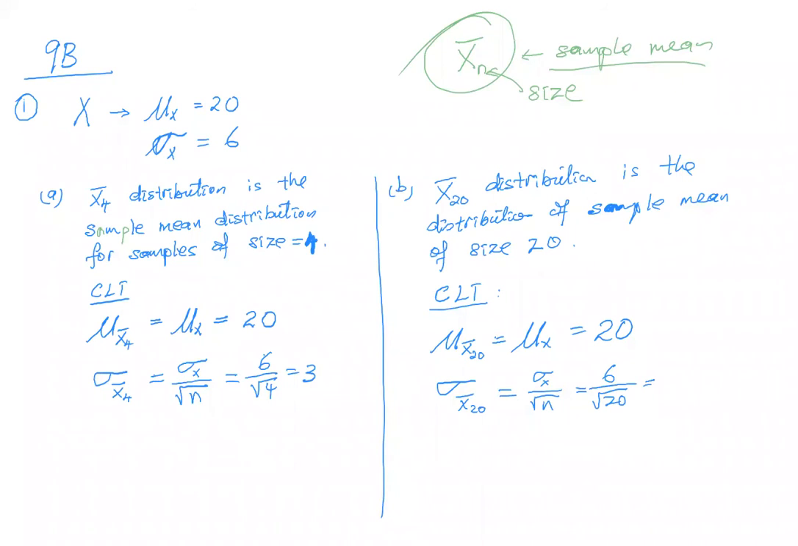So you can get the answer. It's 6 over 2 root 5, so it's 3 root 5 over 5. Okay? Or you can use your calculator and get the answer. Are you clear? So now you know how to use CLT to find this?